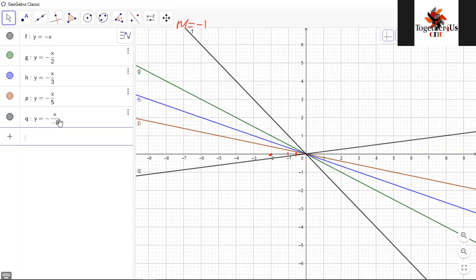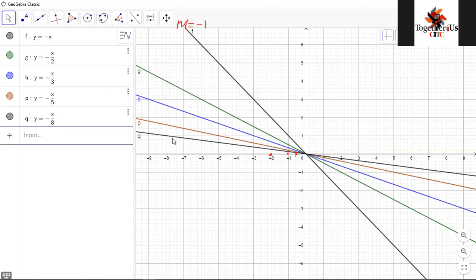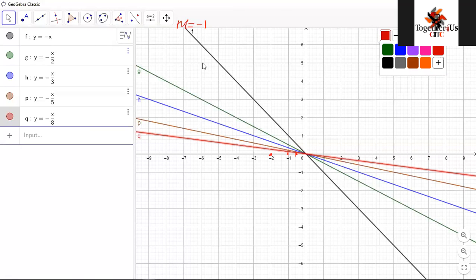Now -1/8. Oh, sorry, I have two negatives. So what it does is it makes it positive automatically. But now that I fixed that, you can see I have a proper desired graph. You can see what is happening. This is a case where, let me write this down, these graphs here, the gradient is between 0 and -1.